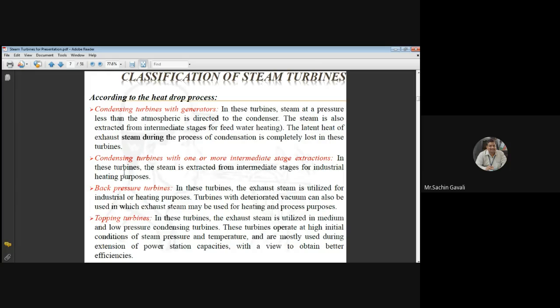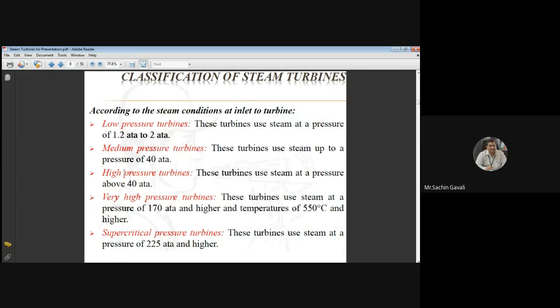Sometimes all the steam cannot be condensed. Some amount of steam is extracted and given to a particular application. So for that application, whatever pressure is suitable, steam at that pressure is sent to that particular application. Then back pressure turbines, topping turbines. Okay.